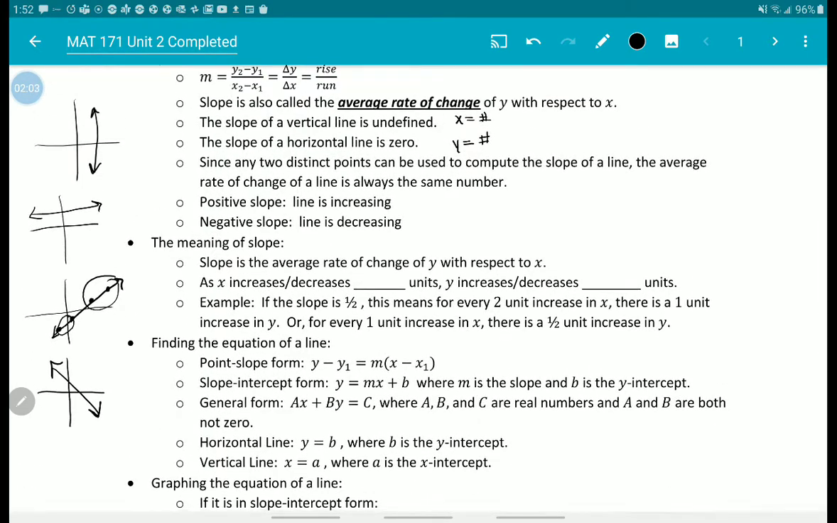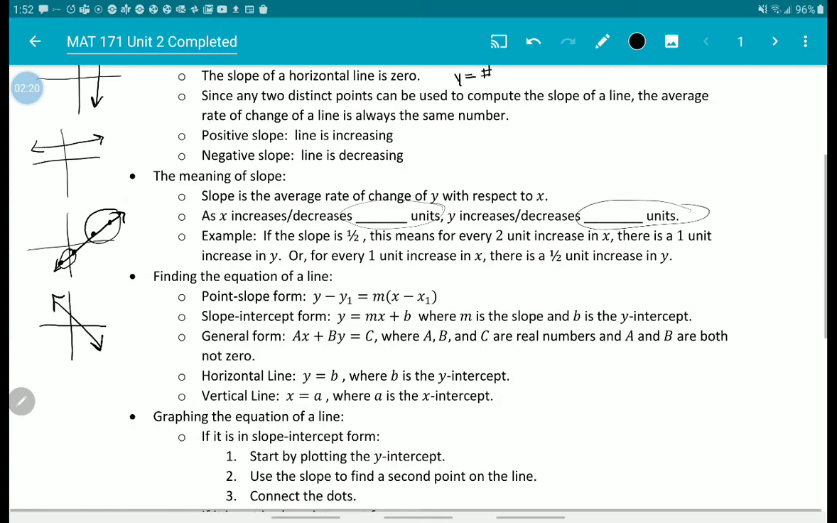Let's talk a little bit more about the meaning of slope. Slope is always going to be the average rate of change, and it's always the average rate of change of y with respect to x. So as x increases or decreases by some units, then we can say that y increases or decreases by some units. So let's kind of put that in perspective.